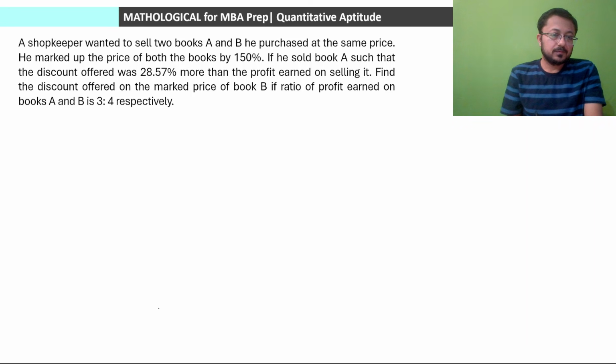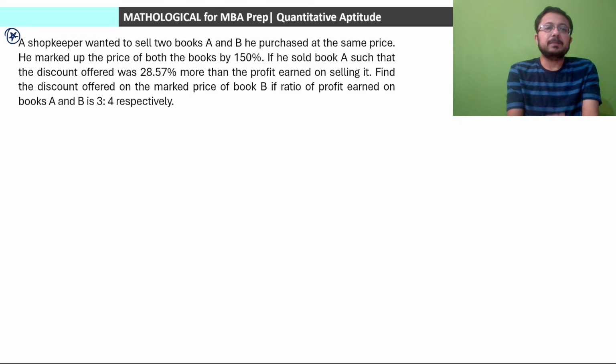Next one. Now another brilliant question. Pause the video and take your time to solve it. A shopkeeper wanted to sell two books A and B he purchased at the same price. Two books A and B that he has purchased at the same price, and the cost price is same. He marked up the price of both the books by 150%. If he sold book A such that the discount offered was 28.57% more than the profit earned on selling it.